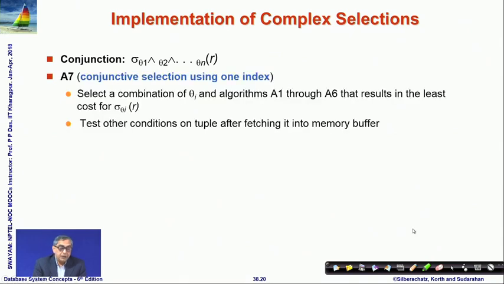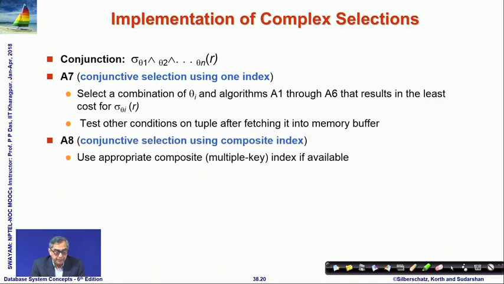Often we have select conditions which are conjunctions. So, it could be a conjunctive select using only one index. In that case, if there are n conditions, then depending on the combination of the condition theta_i and the algorithms that we have seen here, we can evaluate which strategy will give the least cost for this condition. So, we will do the access based on that, and then once we have accessed the tuple, we will try out the other conditions on the tuples that have been fetched into the memory buffer.